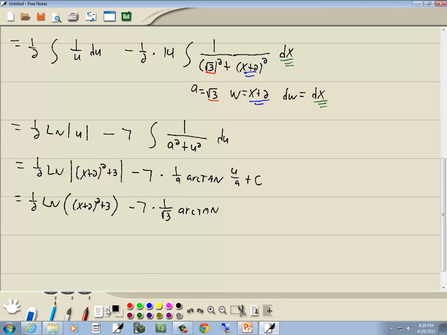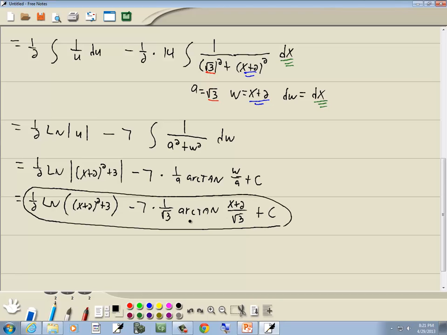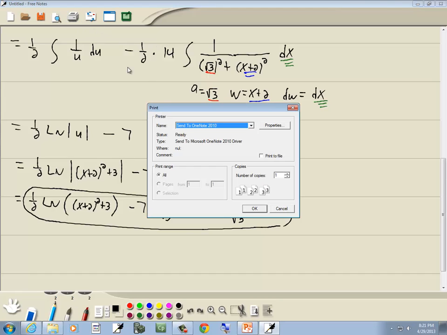And what did I put there? Boy, I'm just really stuck on u's. We did a w substitution there. So that's w, this is dw, this would be w. Okay. So then w we said was x plus 2 over a, which was square root of 3, plus c. And that's basically our answer. We could put the 7 over square root of 3. You could multiply the top and bottom by square root of 3 if you want to get rid of that. But go ahead and save that.